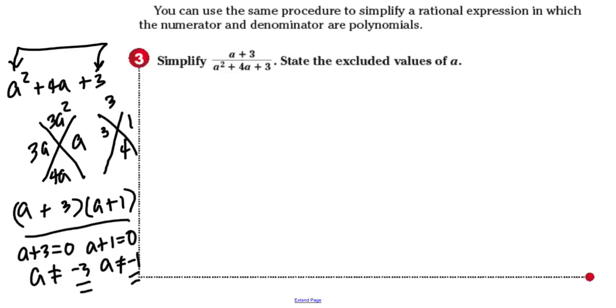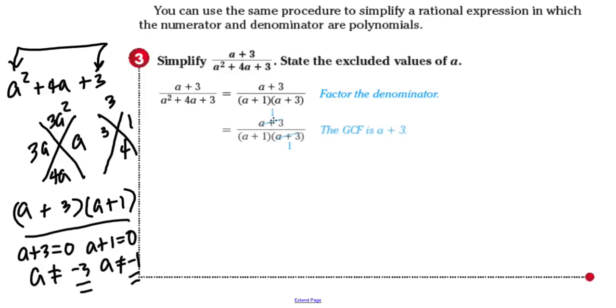So let's proceed to simplify. So we now have that. This is the factored form of a squared plus 4a plus 3. We factored the denominator. Okay? And then, if you notice, a plus 3 is common to both. So we simply cross cancel a plus 3. Okay? Because a plus 3 over a plus 3 will be equal to 1. Therefore, the simplified form is 1 plus 1 all over a plus 1.